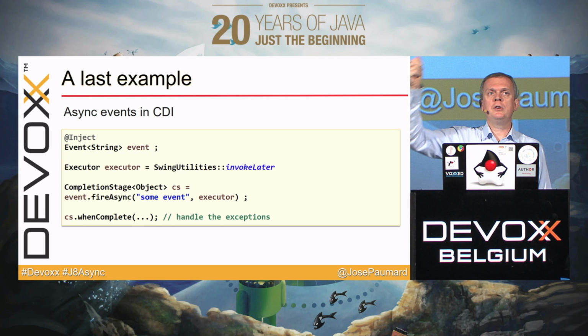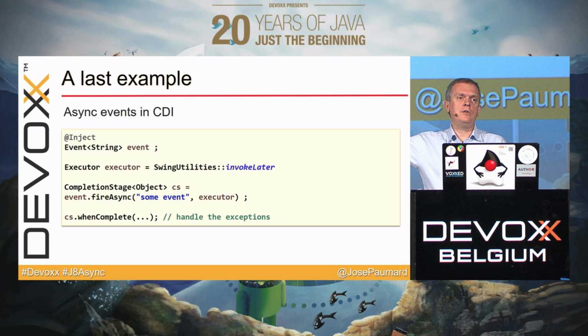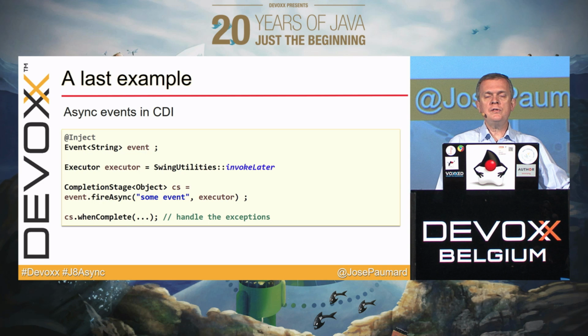Here it's not the same, so if an exception is raised in an observer, we need to get this exception back to the firing thread. And we are just leveraging the completion stage to do that. We have several methods to handle exceptions in the completion stage. One of them is the whenComplete method to do that.